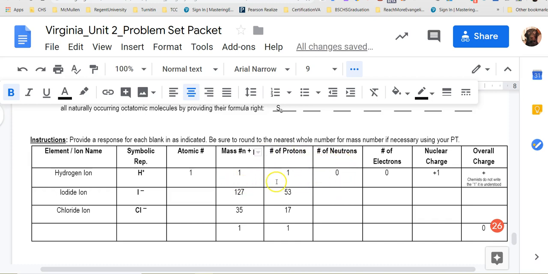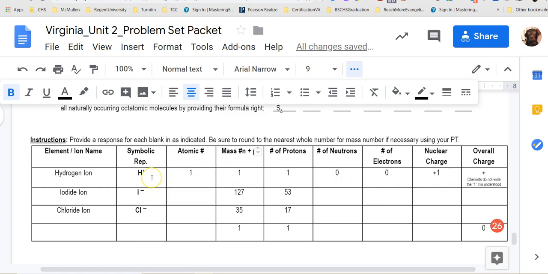Okay, so hydrogen ion and hydrogen neutral actually has no neutrons. That's unusual. That's the only element that does. And then we get to ions. If we have a plus ion, as we do, +1, it's got an overall charge of +1. We don't write the 1. It's understood.